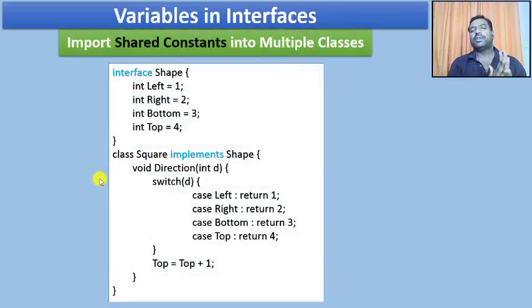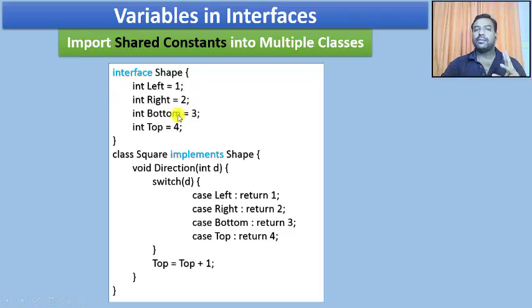So now what about variables in interface? All this time we were discussing the methods which are going to be in your interface. Now what about the variables in the interface? The variables in the interface, as I told you, by default are public, final and static. Hence you need to initialize those values.